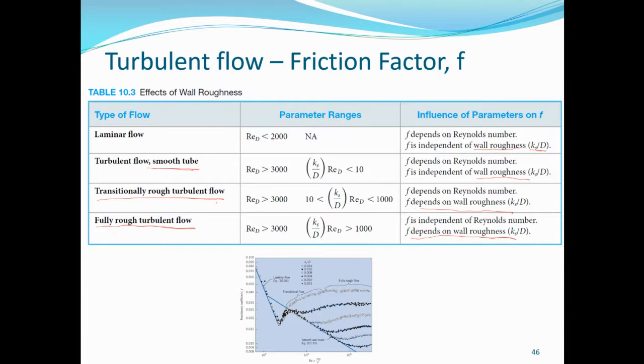So here it is divided into four. For laminar flow, it is independent of the wall roughness, because in that case it's moving at a very slow velocity, so the impact of the roughness is extremely minimal. But for turbulent flow it is not, most especially for the fully rough turbulent flow.